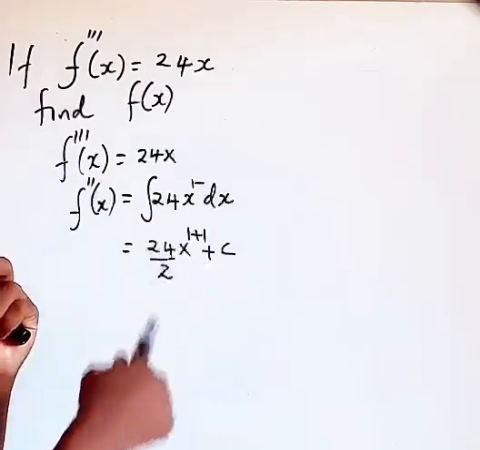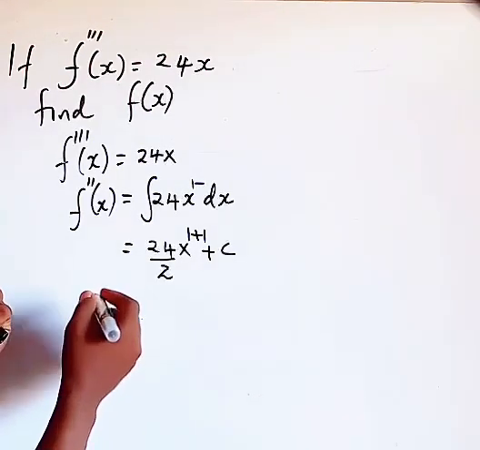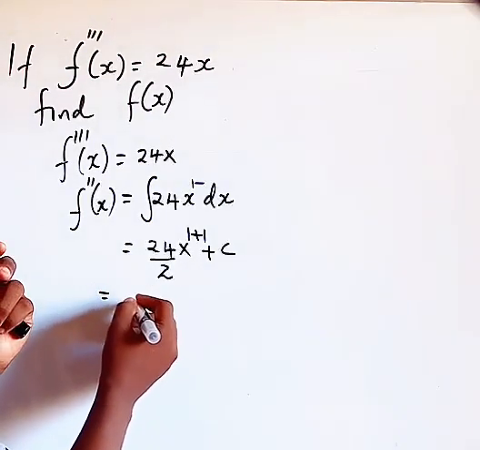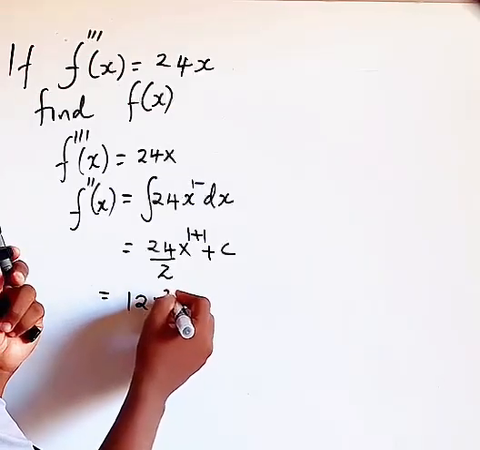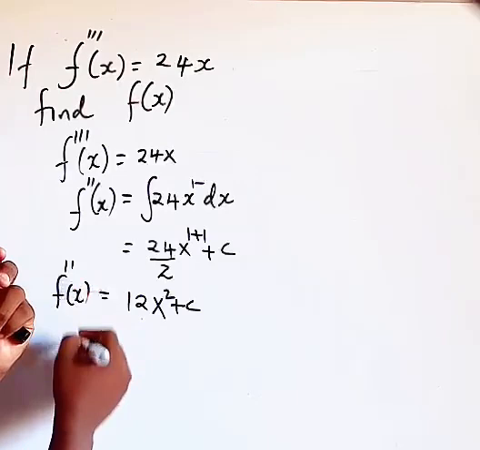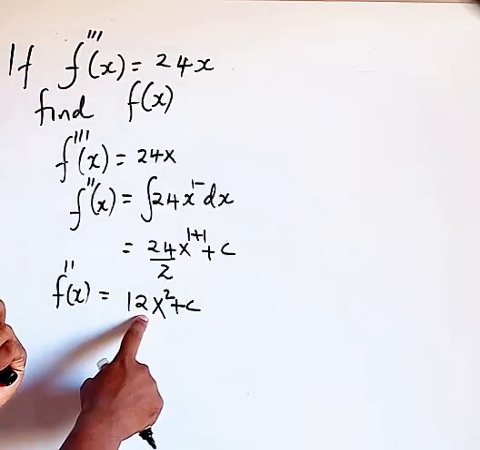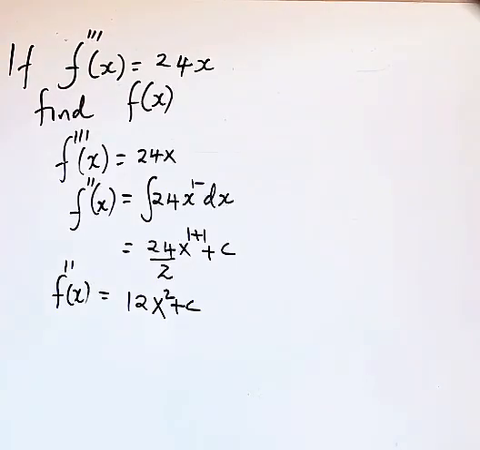This constant of integration was just a number when we were differentiating. So since we don't know the number, we just put c. So simplifying this will give us 12x squared plus c. Therefore, this is the second derivative of the function f of x. Then from here, from the second derivative, we go to the first derivative by integrating the second derivative.